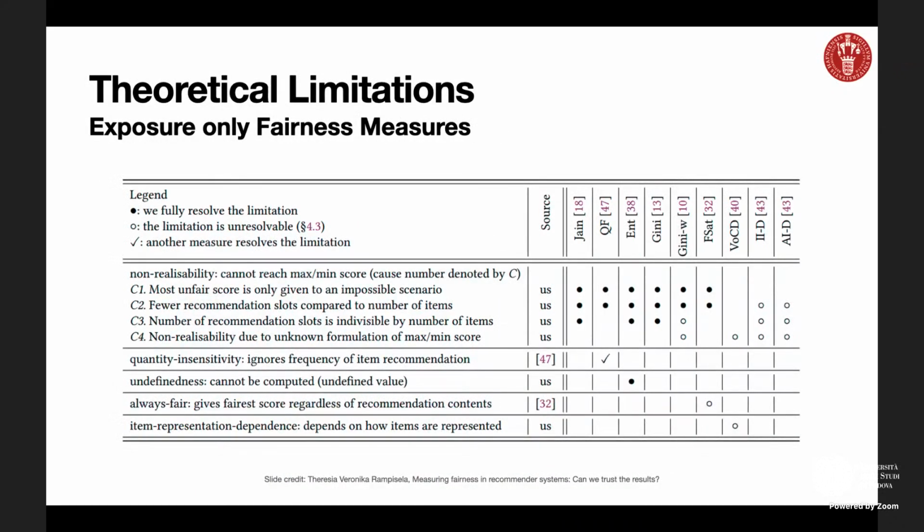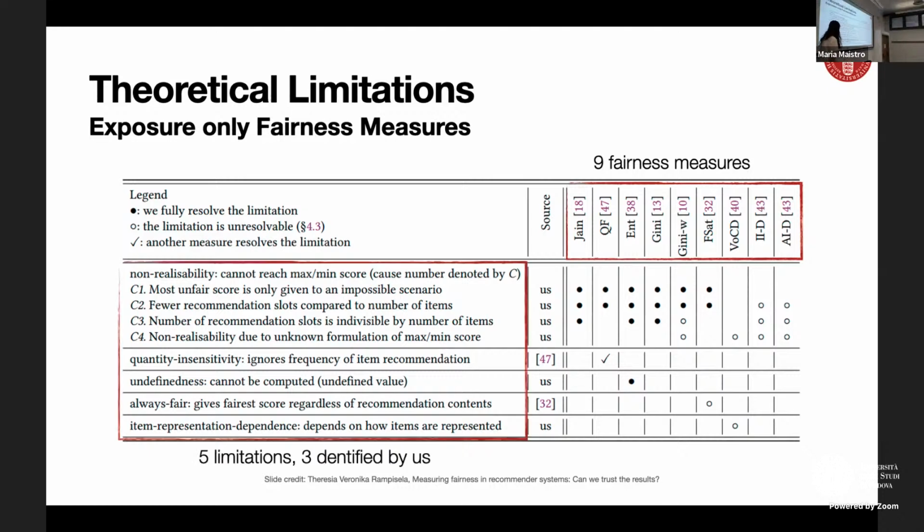And because we have so many measures and so many cases, we took all the 9 different fairness measures for individual item fairness that are available in the state of the art and make sense to use for evaluation. And we tried to analyze their theoretical properties. So we find 5 limitations. 3 were defined by us for the first time, 2 were already there, but they were not globally defined.